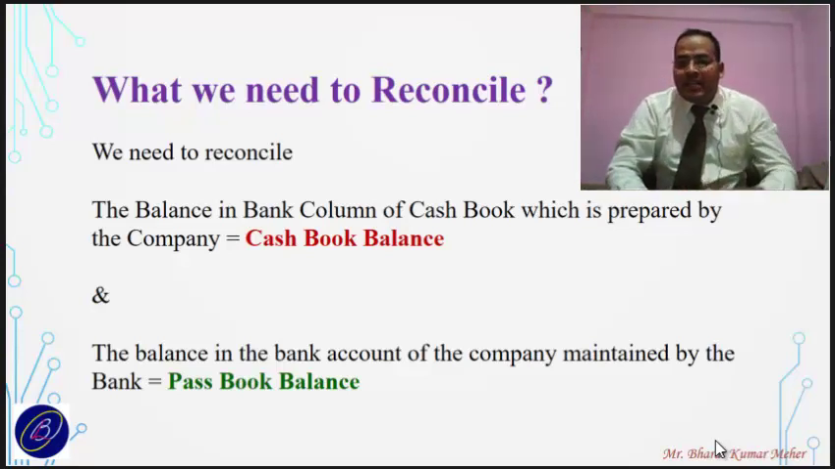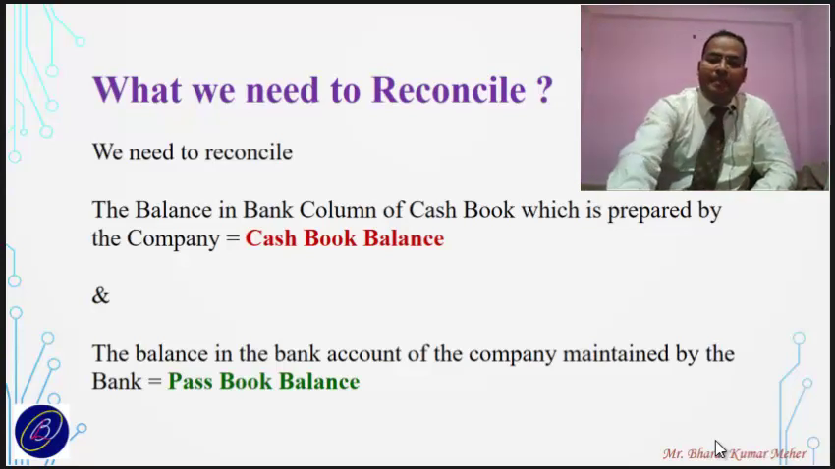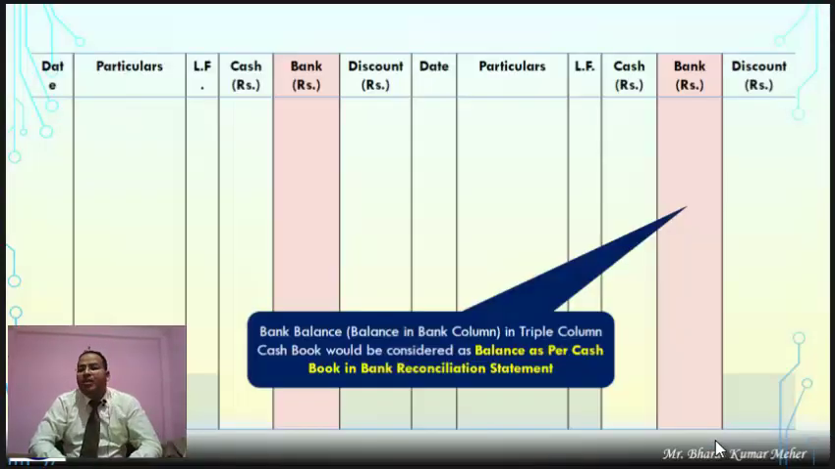In the next slide, I have given you a format of the triple column cash book. In this triple column cash book, as you can see, the balance in the bank column is necessary, and this bank column is actually the balance as per cash book. Fine, it's the format of a triple column cash book, and the balance in the bank column of the triple column cash book would be considered as balance as per cash book in the bank reconciliation statement. This one I have also explained to you at the time of taking the class of triple column cash book.